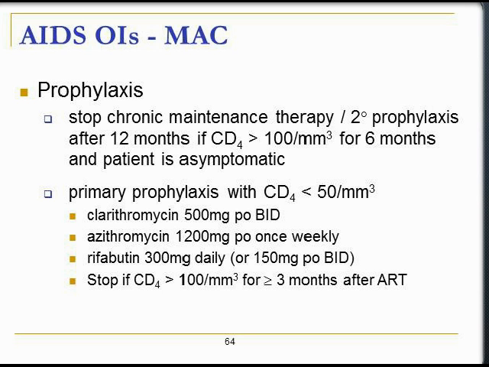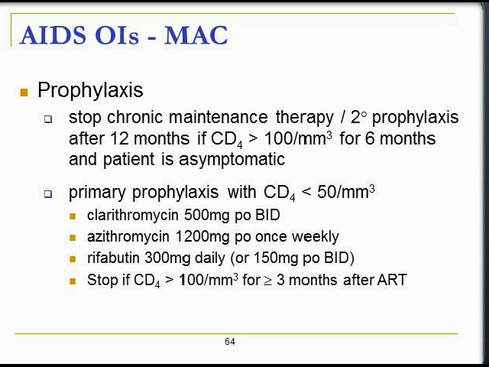However, if the patient's CD4 count bounces back, and the recommendation here is greater than 100 for 6 months, and the patient is asymptomatic, you can stop therapy as long as you've treated for a year. So you have to treat for a year. Think of this like Mycobacterium tuberculosis. It's a mycobacterium, you have to treat for a long time. You have to treat for a year, and then at the end of that year, if their CD4 count has been greater than 100 for at least 6 months, you can stop. Otherwise, continue until their CD4 count is greater than 100 for at least 6 months.